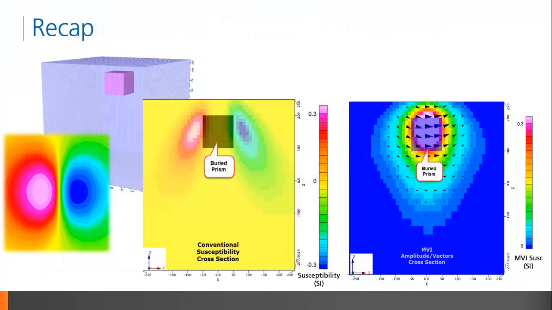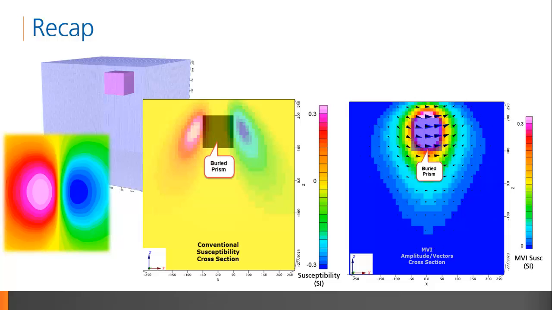To recap, we forward calculated the total magnetic intensity of a 100-meter cubic prism with easterly magnetization buried 50 meters beneath the surface with an IGRF inclination of 90 degrees. We then inverted the total magnetic intensity using both conventional susceptibility and magnetization vector inversion. The conventional susceptibility inversion was unable to easily resolve the prism because the method fundamentally assumes that the magnetization is parallel to the inducing field, which in this particular case is not true.